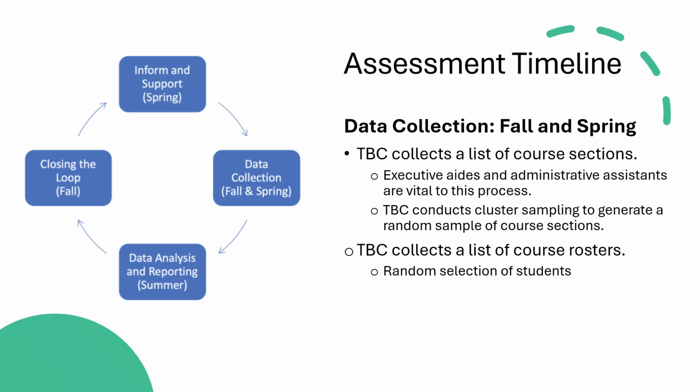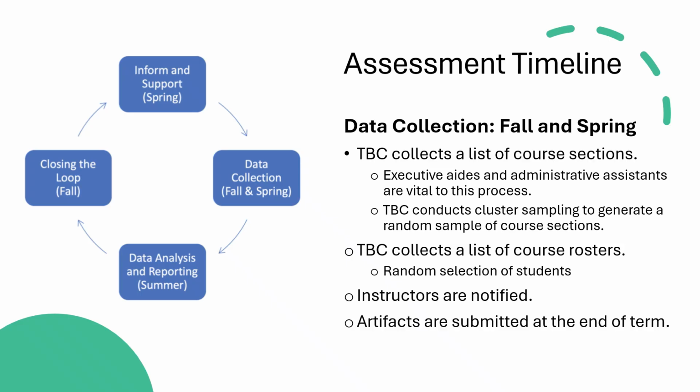Once the course rosters are collected, we randomly select students from each of the randomly selected sections. Instructors from those sections are then notified as soon as possible to make them aware of their selection. If a student has dropped or does not complete the assignment, we do not collect anything from that student. This is a common problem with random sampling.